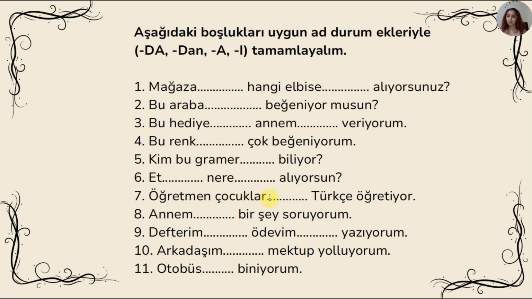Öğretmen çocuklara Türkçe öğretiyor. The teacher is teaching Turkish to the child. Anneme bir şey soruyorum. I'm asking a thing to my mom. Defterime ödevimi yazıyorum. I am writing my homework to my notebook. Arkadaşıma mektup yolluyorum. Yollamak was same with göndermek, and I'm sending a letter to my friend.